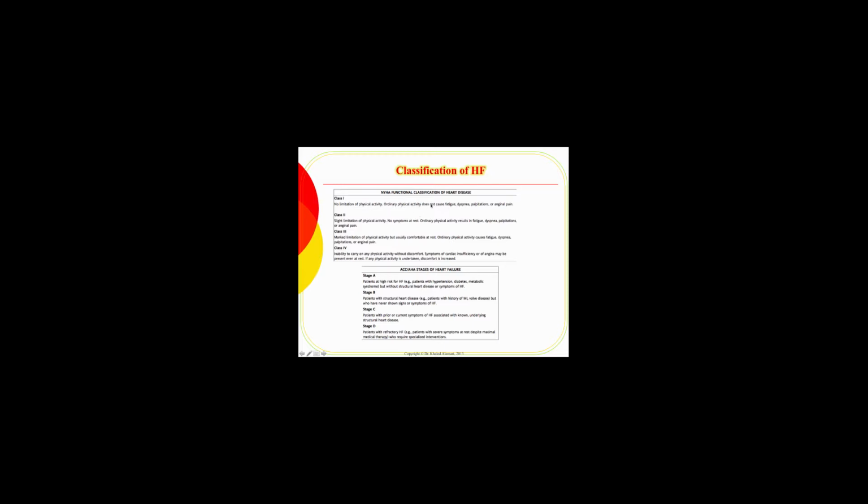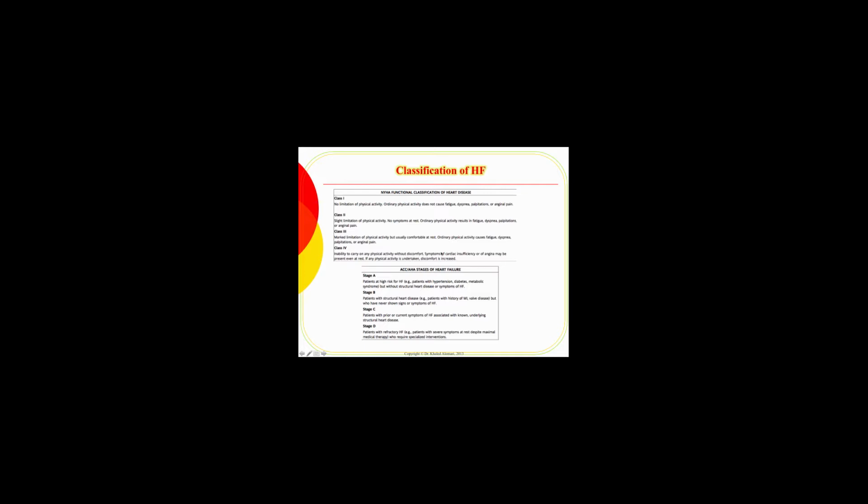Ordinary physical activity does not cause fatigue or dyspnea, so that's called stage 1. And then as the symptoms get worse and worse, we move on. So what I want you to know is that stage 1 is not as bad as 2, and 4 is the worst. If you see stage 4, unable to carry on any activity without discomfort, that's when the patient, now this is stage 4, where the ventricles are hypertrophying, and the patient is disabled here.